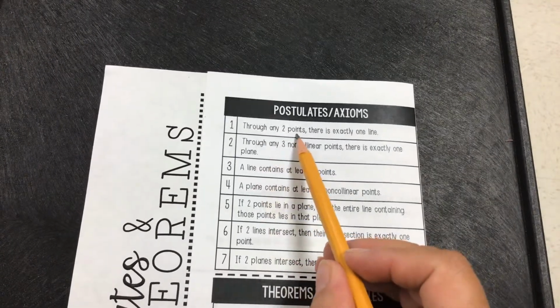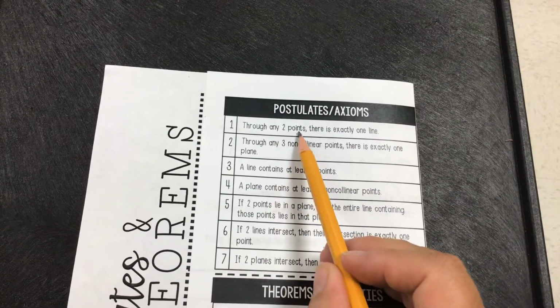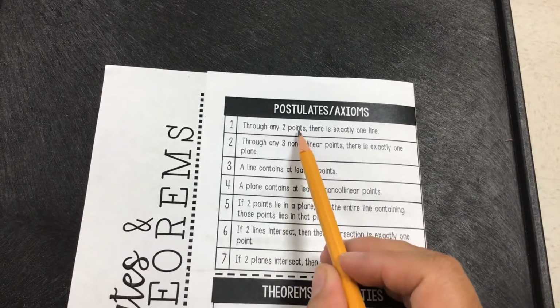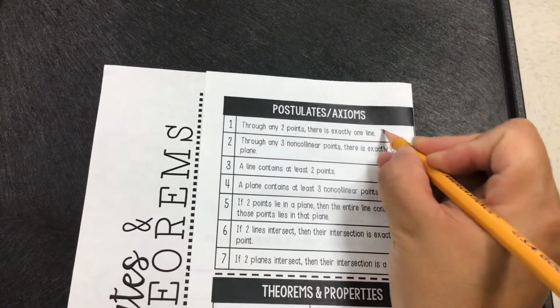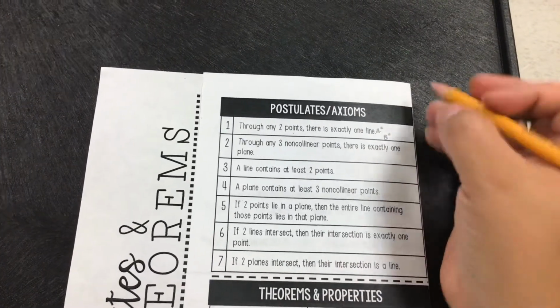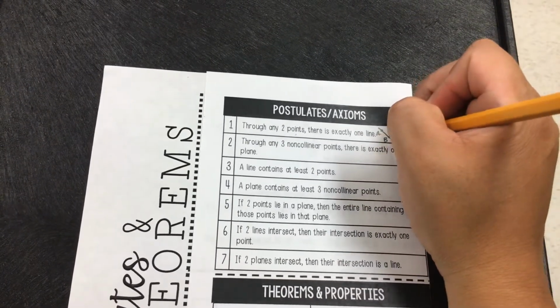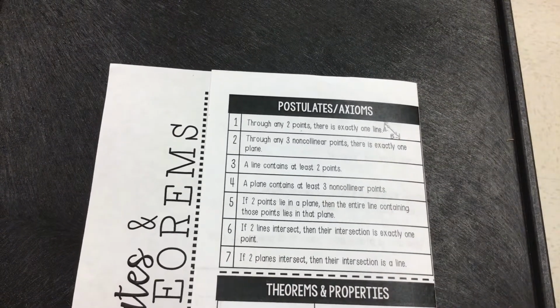Through any 2 points. So what you need to know is that they're going to talk about 2 points first. When you have 2 points, there's exactly one line. So when you have any 2 points, A and B, you can draw one line through them. It might look the same at the end, but what you start with is what's important.